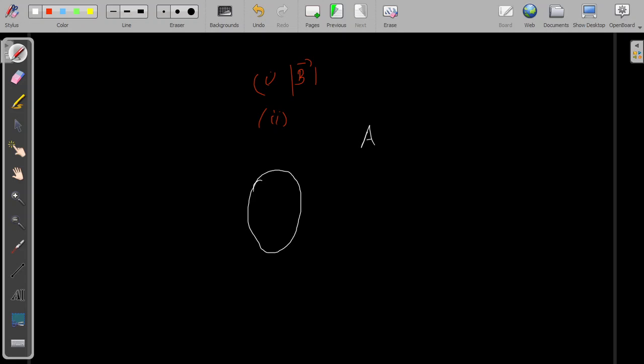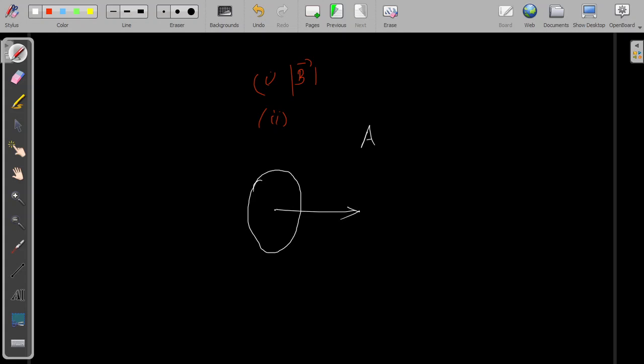And this area A is a vector quantity, which means it has both magnitude, given by pi r square, and direction. The direction of this area vector A is given by the normal to this plane containing the coil. That is the direction of this area.